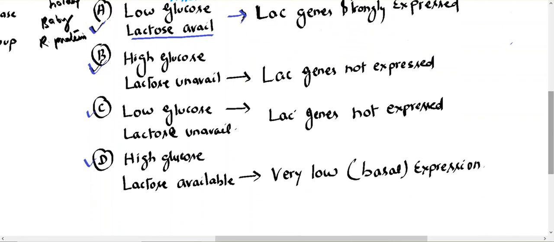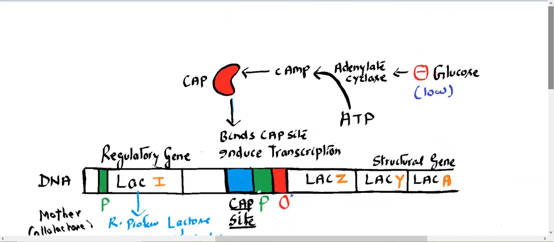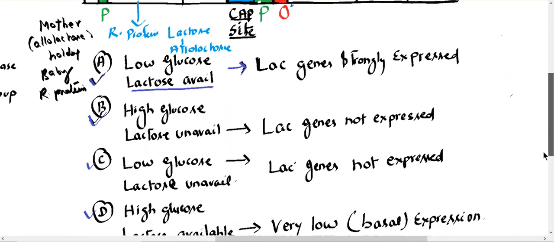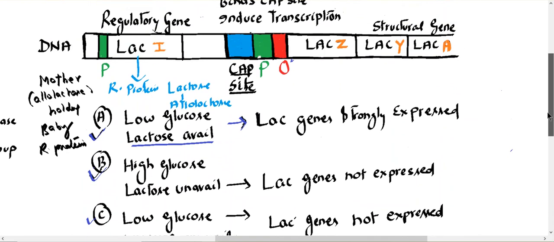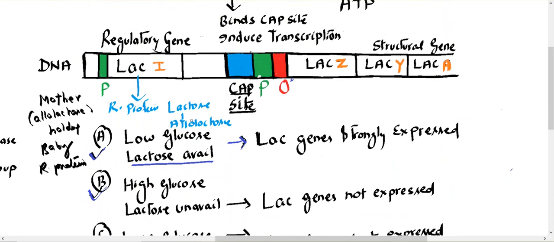The third scenario, guys, is low glucose and lactose unavailable. Lac genes are not expressed again. What will happen if there is low glucose? Low glucose activates the adenyl cyclase and activates the CAP and the CAP binding site. So low glucose is good, but lactose is not available. When lactose is not available, it is not able to bind to the repressor protein, so the repressor protein is free and goes and binds to the operator site. It is just like locking the operator site.